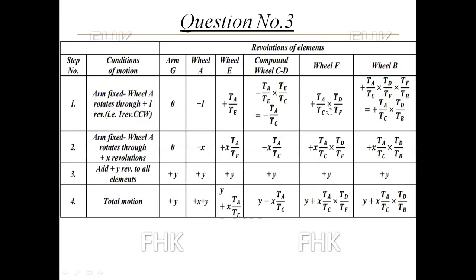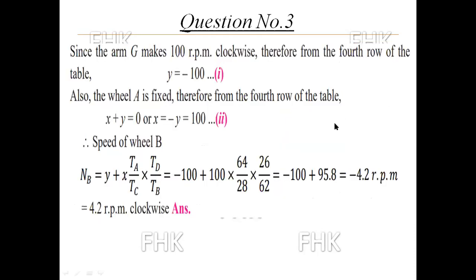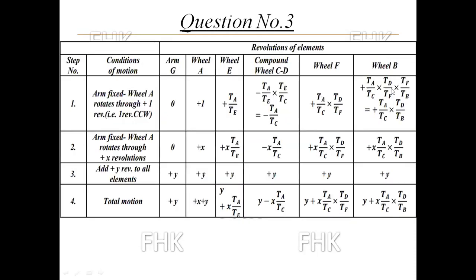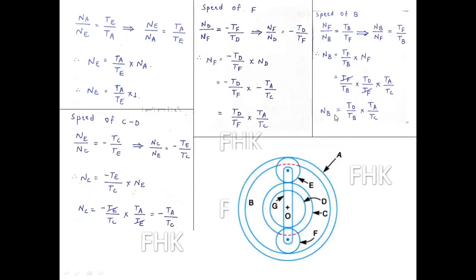See here, TD TA upon TF TC. The same value I am putting here. Now, with reference to that, I am finding the speed of B. What is the speed of B? See here, speed of B. Don't make mistakes in finding the speed.